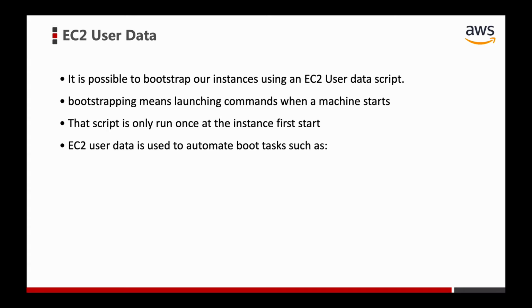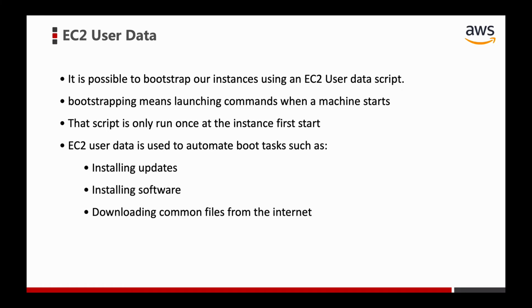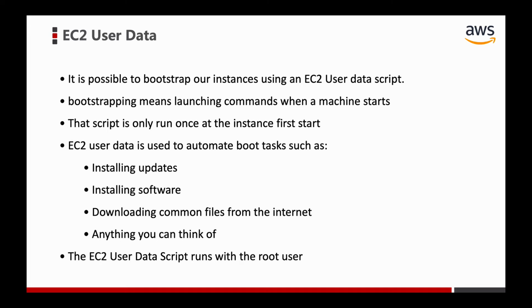EC2 user data is used to automate tasks such as installing updates, installing software, downloading common files from the internet, or anything you can think of. The EC2 user data script runs with the root user.